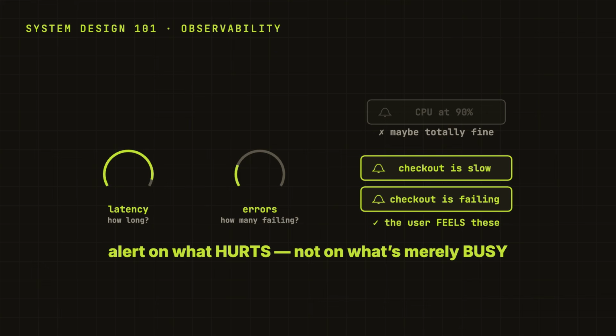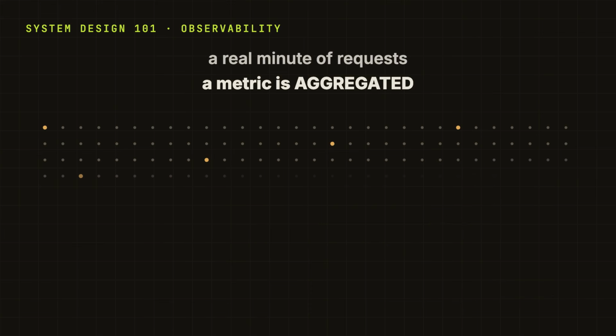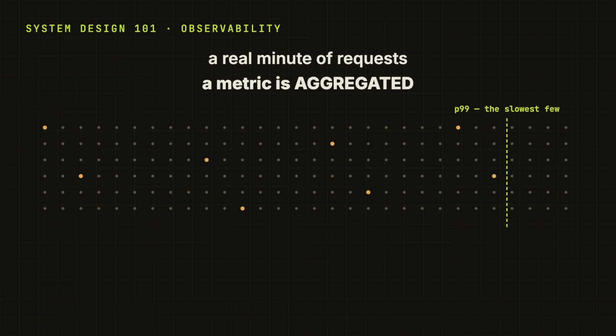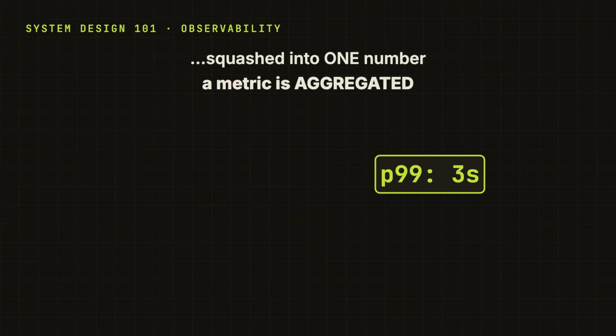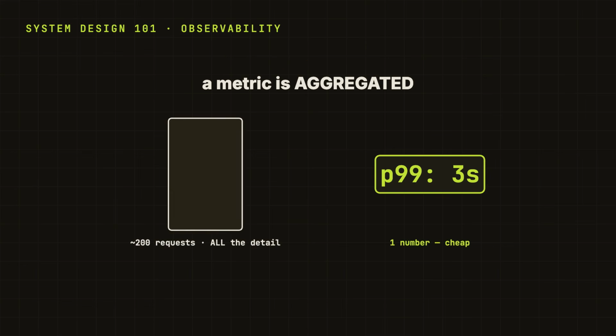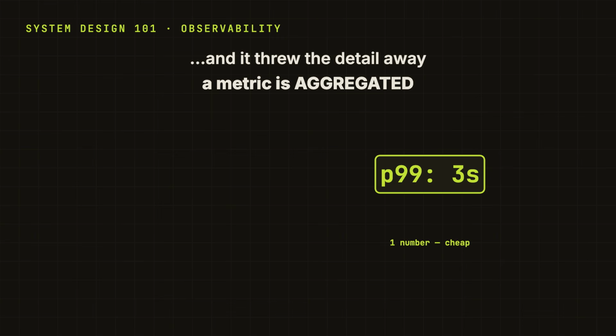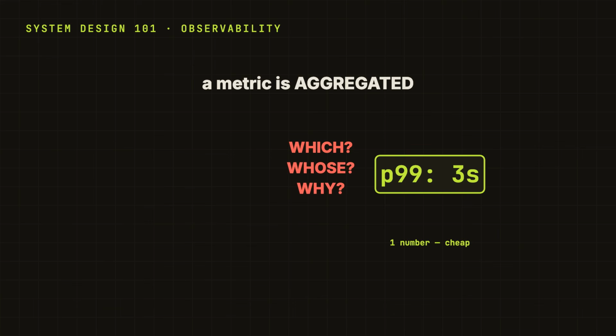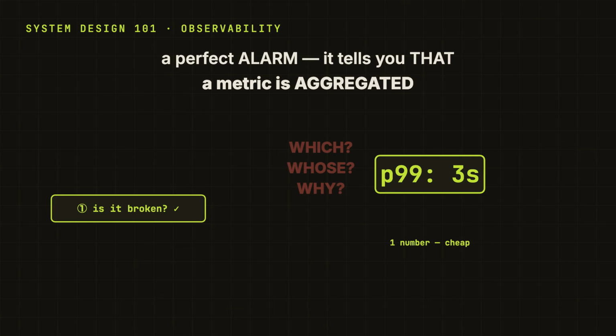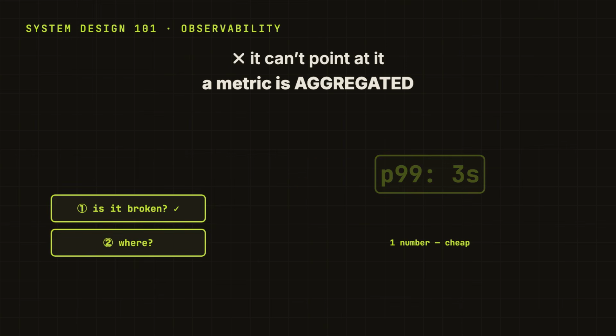But here is the catch with metrics, and it is the whole reason we are not done. A metric is aggregated. Checkout's P99 latency this minute. The slowest request, remember, was 3 seconds. That is one tiny number, and it is so cheap to store and watch compared to keeping every single request in full detail. But that is the one trade. By squashing every request down to that one number, it throws away all the detail. It cannot tell you which requests those were, or whose, or why. So a metric is the perfect alarm. It tells you fast that something is wrong, but it can never tell you what. For that, you need the second signal.